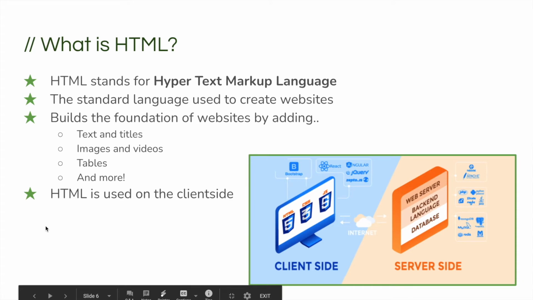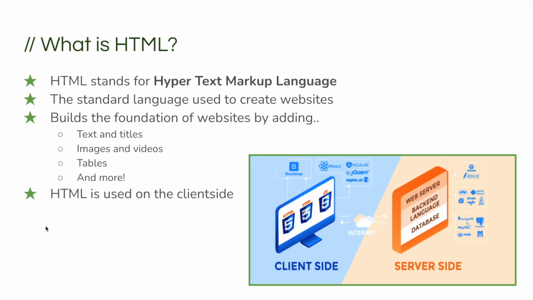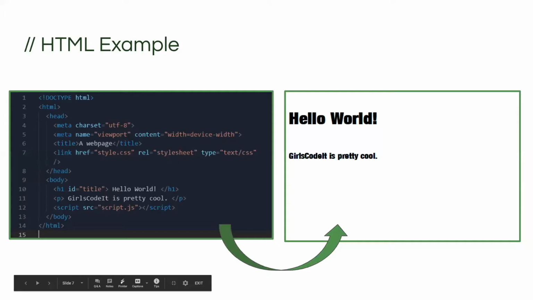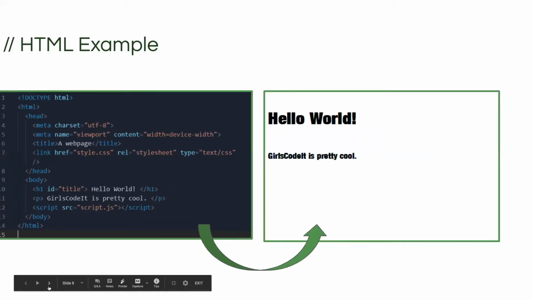What is HTML? HTML stands for Hypertext Markup Language, and it's used to create and arrange things like text, images, and videos. It's like the foundation of your website, and it's what gets displayed to users. That's what you're editing, and I'll show you how that works.